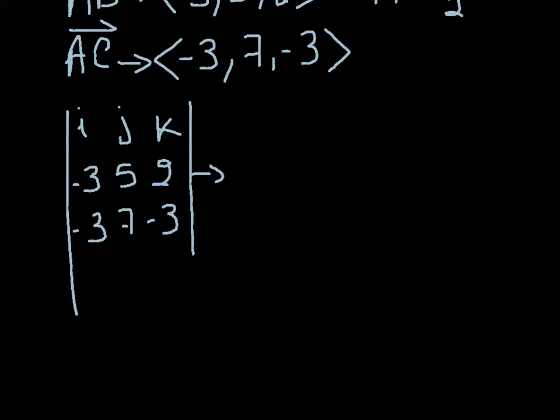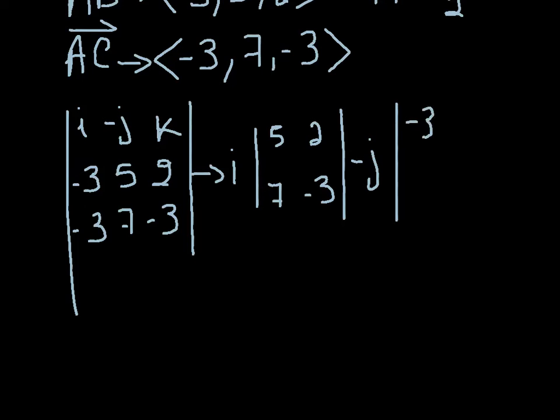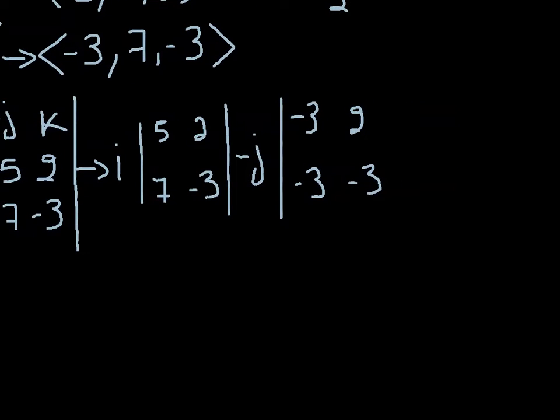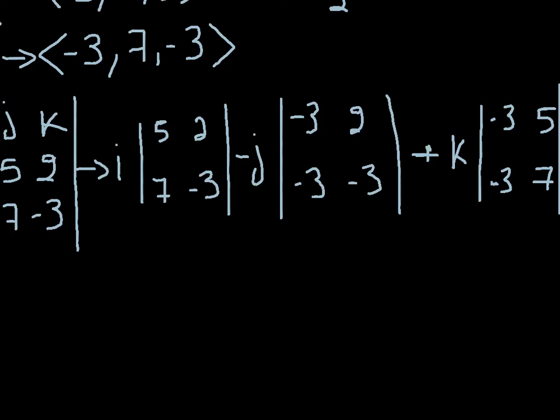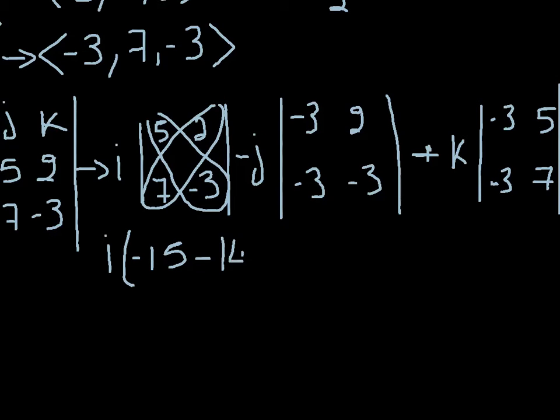In the expansion here, remember to change the sign on the j. i is multiplied by the components 5, 7, 2, negative 3. Negative j is multiplied by negative 3, 2, and negative 3. And then plus k, multiplied by negative 3, 5, and 7. Here we cross multiply this way, which gives you negative 15. Multiply that way, you will get 14, and you always subtract. And so that will give you negative 29i.